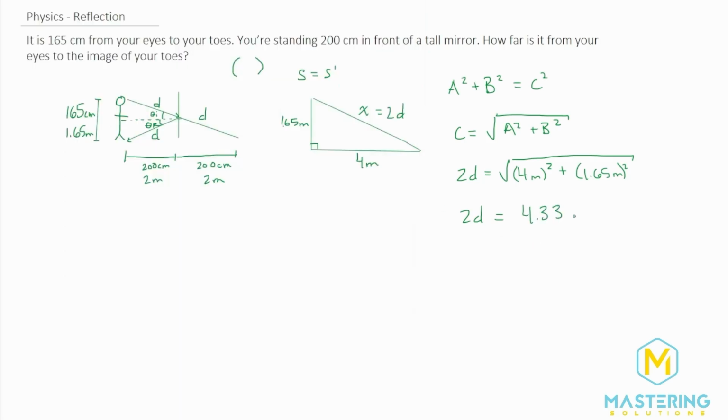So the total distance from our eyes to our toes is 4.33 meters or 433 centimeters. So that's our answer for this question. The distance from our eyes to our toes is this right here, 433 centimeters.